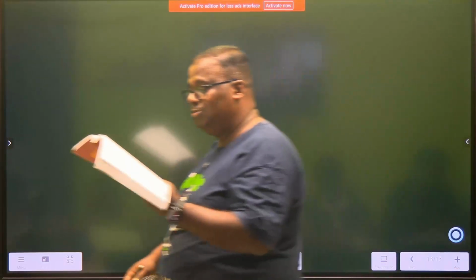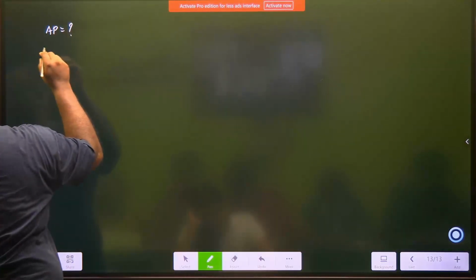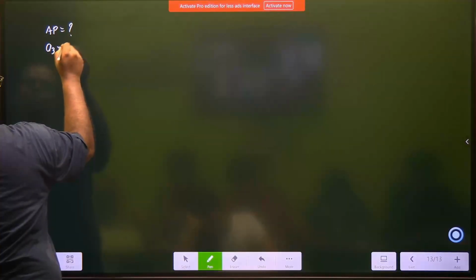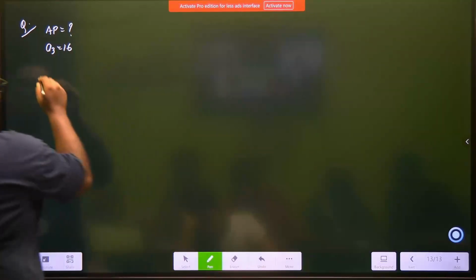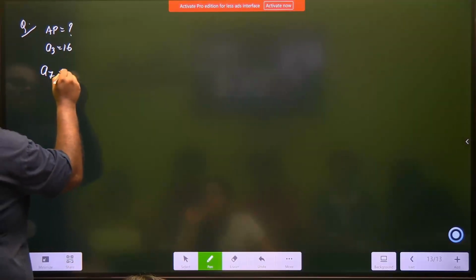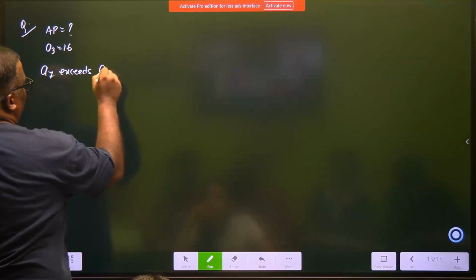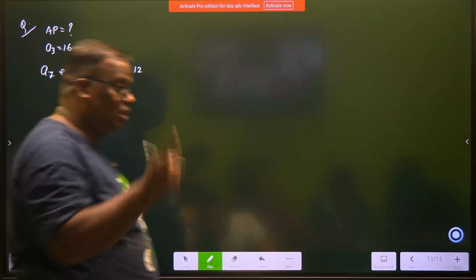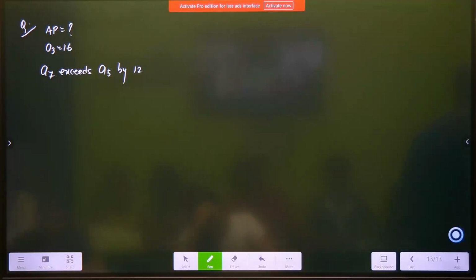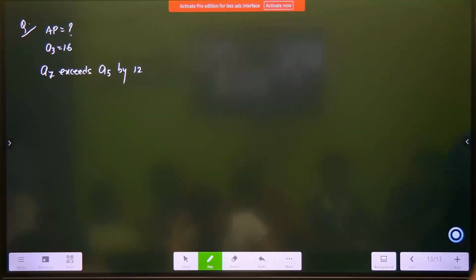Okay. Find the arithmetic progression. So you need to populate an AP whose third term, A3, is equal to 16, and seventh term exceeds the fifth term by 12. I won't break this mathematically, you break it. The seventh term exceeds, meaning the seventh term is bigger. In such a case, what will be the value of d? It will be positive, because our AP is increasing. Seventh term exceeds.